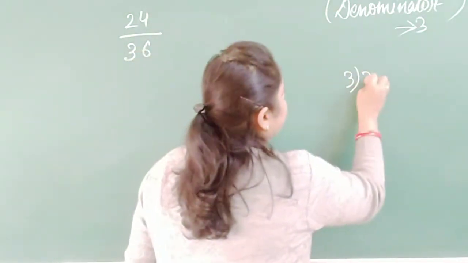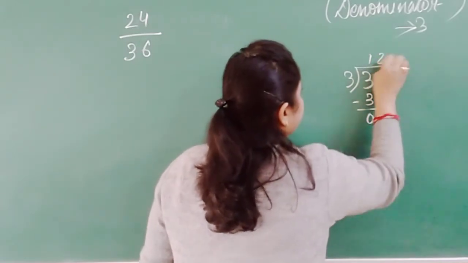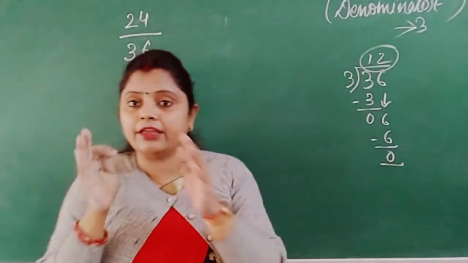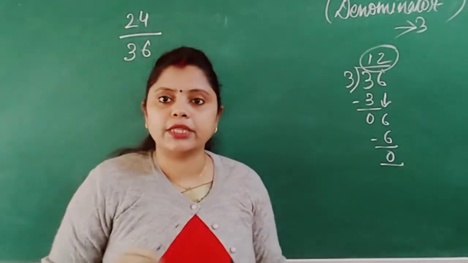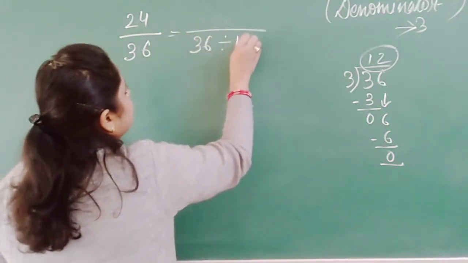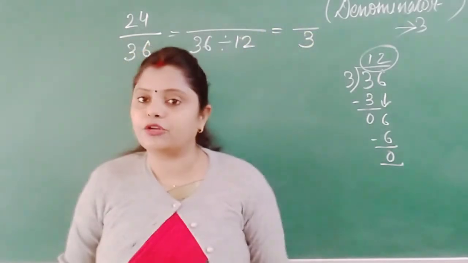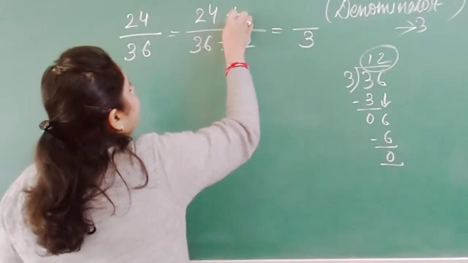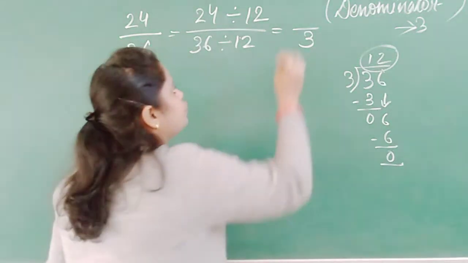You can divide 36 by 3. So 3 ones are 3, 6. So you can see 12 we are getting as quotient. It means that if we divide 36 by 12, we will get 3. Obviously 12 threes are 36, we know that. So you can divide 36 with 12, you get 3. But we cannot do the thing only with the denominator, we have to do the same thing with the numerator. So 24 divided by 12. Here 24 when we divide by 12 we will get 2.